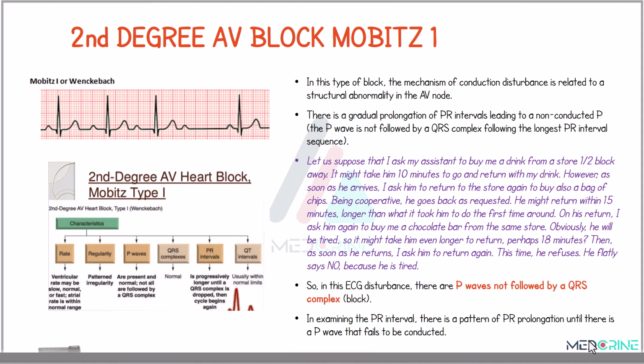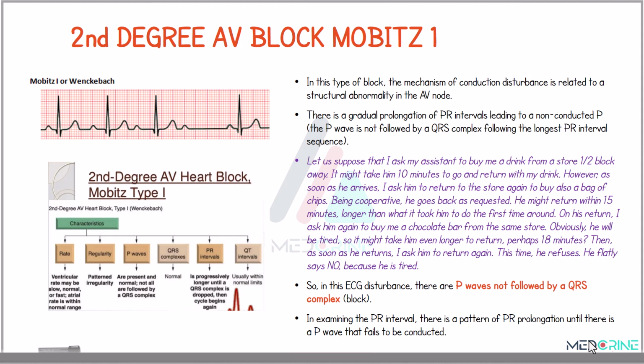On their return, you ask them to buy a chocolate from the same store. At this point, they're tired, and it may take them even longer to return, perhaps 18 minutes. Then, as soon as they return, you ask them to go again. This time, they may refuse and flatly say no because they're tired. Now, let's apply this to Mobitz I.